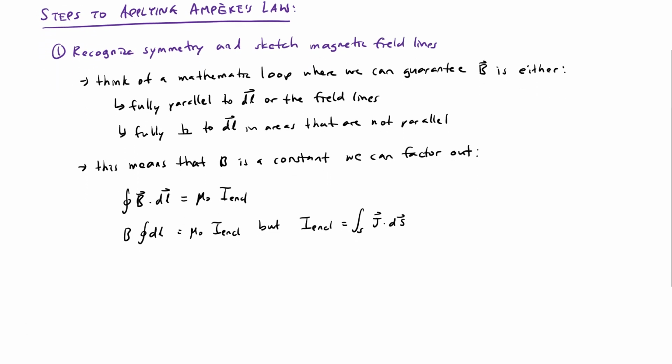So that's basically step number one: being able to recognize the symmetry and sketch magnetic field lines, and most importantly, pick an Amperian loop that will allow you to factor out your B.